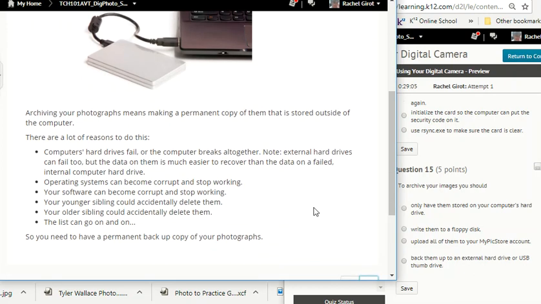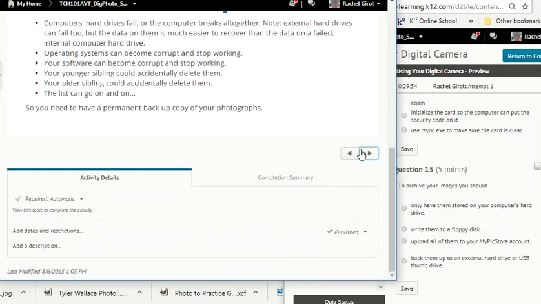Computers' hard drives fail, or the computer breaks altogether. Note, external hard drives can fail too, but the data on them is much easier to recover than the data on a failed internal computer hard drive. Operating systems can become corrupt and stop working. Your software can become corrupt and stop working. Your younger sibling could accidentally delete them. Your older sibling could accidentally delete them. The list goes on and on. So you need to have a permanent backup copy of your photographs.